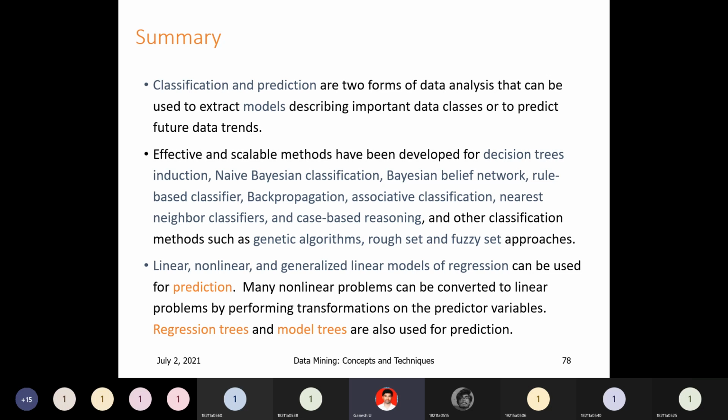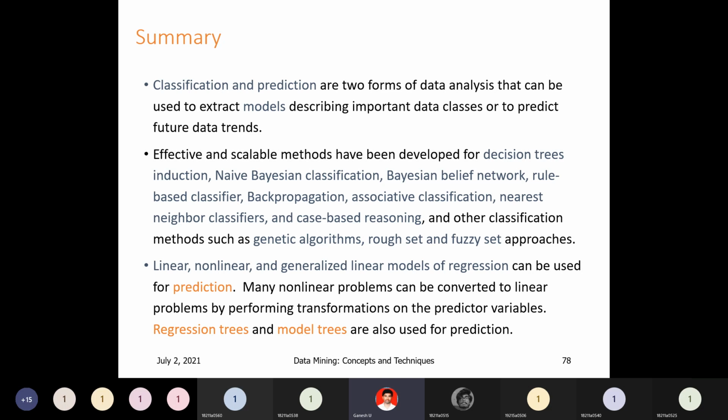Next, effective and scalable methods have been developed for decision tree induction. See here, how decision tree induction works, what is meant by a decision tree, and how a decision tree can be created. Different decision tree algorithms we have seen, Hunt's algorithm we have seen, efficient and scalable methods. How Hunt's algorithm can be efficient for decision tree induction, and how you can use the decision tree for classification. We have seen several examples.